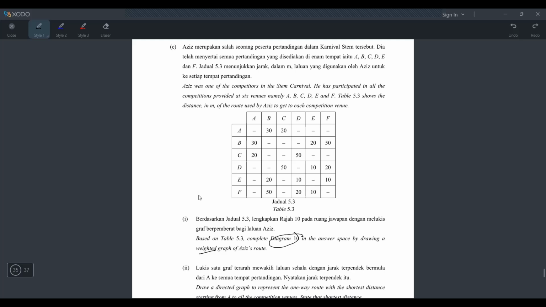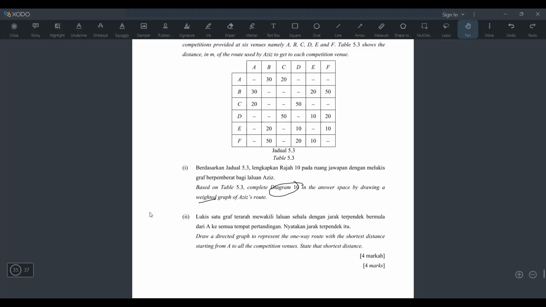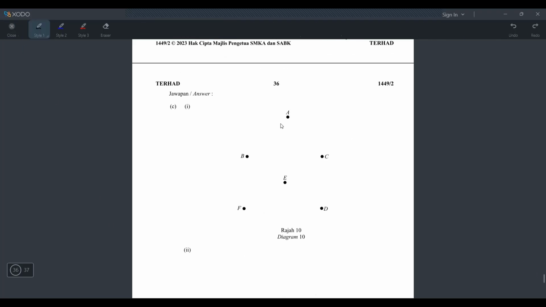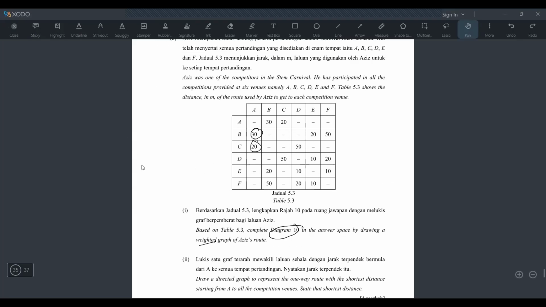Weighted means your graph will have all these numbers beside the edges, and they already say it is distance in meter. So let's draw the graph. A to B is 30, A to C is 20. And then we keep going to the next one.